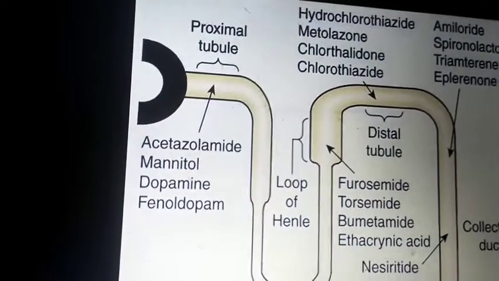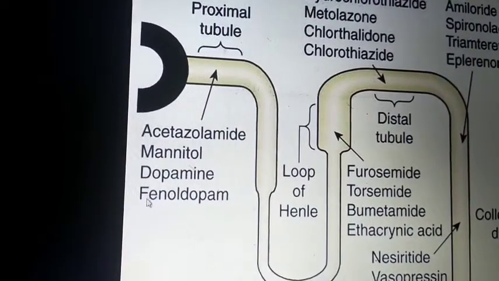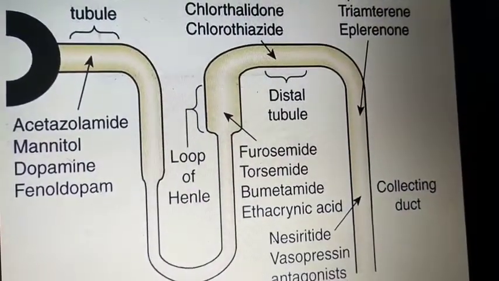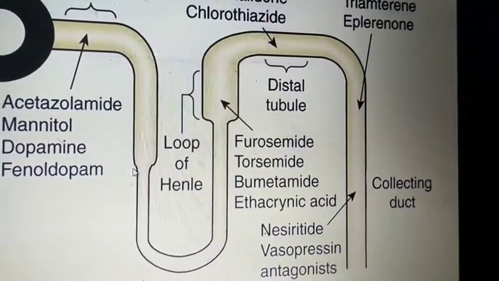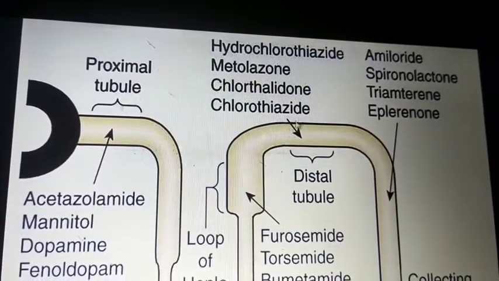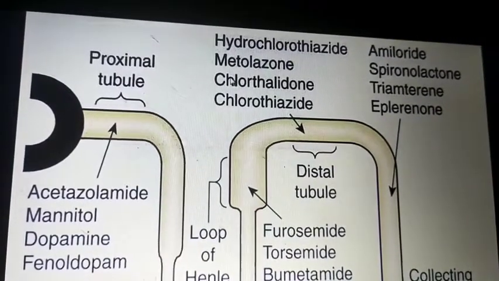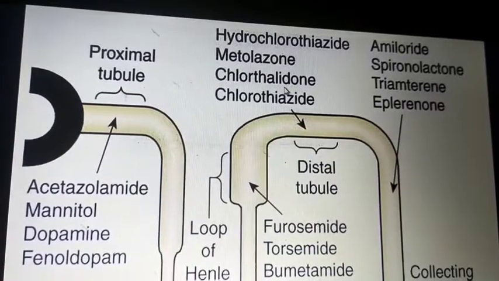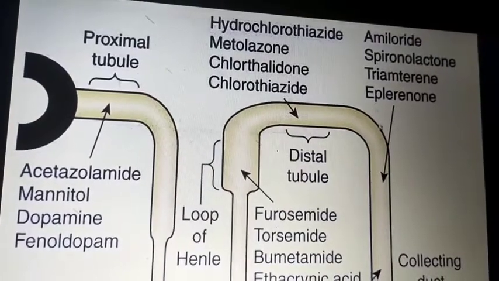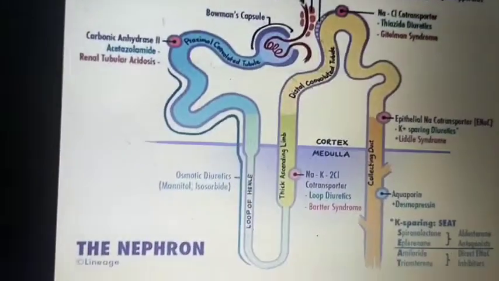Which diuretics work on the proximal tubules? Mannitol, dopamine, fenoldopam and acetazolamide. Among loop diuretics: furosemide, torsemide, bumetanide, ethacrynic acid. And thiazides work on the distal convoluted tubule: hydrochlorothiazide, metolazone, chlorthalidone, chlorothiazide. Amiloride and spironolactone, potassium sparing, work on the collecting tubules.